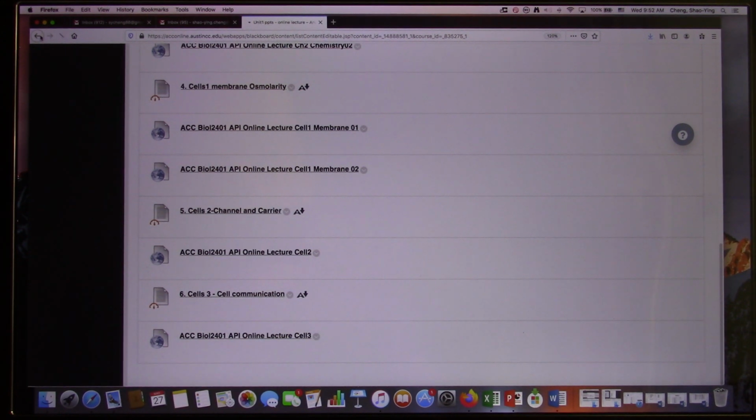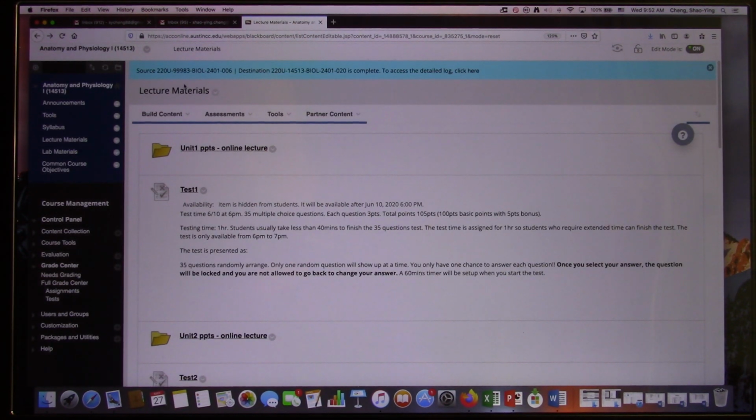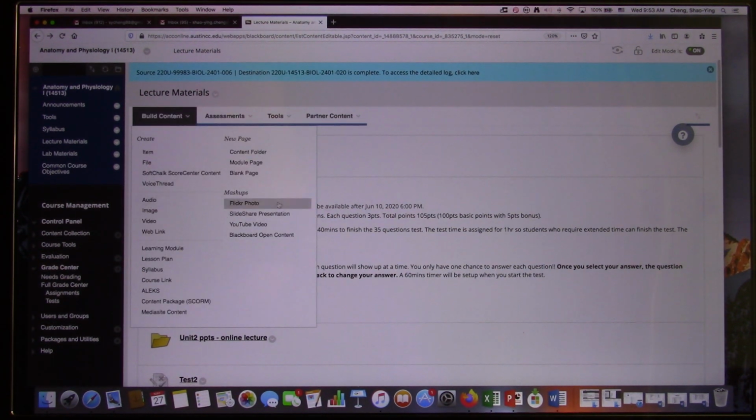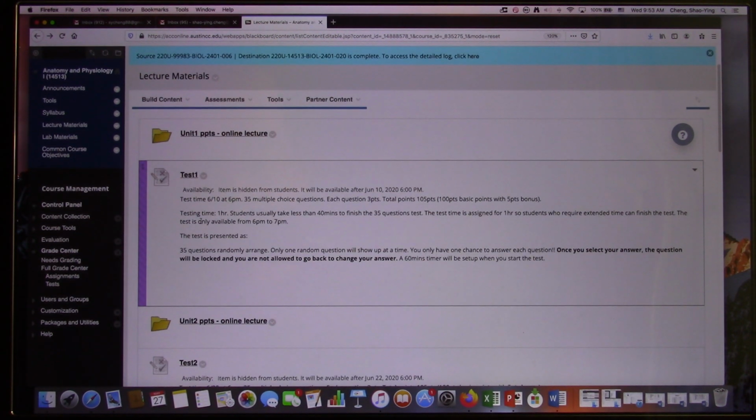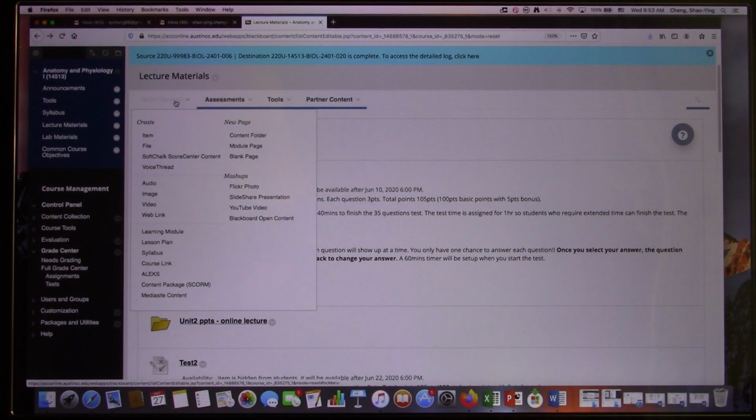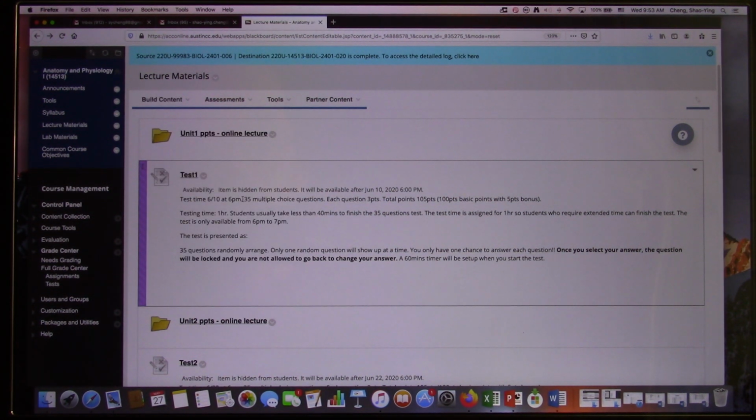During the exam time, the exam is here. So still under the lecture materials, the lecture exam is under the lecture materials. Test 1 is here. You won't be able to see it, but it's here already. The test is only available on the 10th, 6 p.m. So you will go to this folder, and on this day at 6 p.m. it will suddenly appear. And this test is only available from 6 p.m. to 7 p.m. And those 35 questions randomly show up.